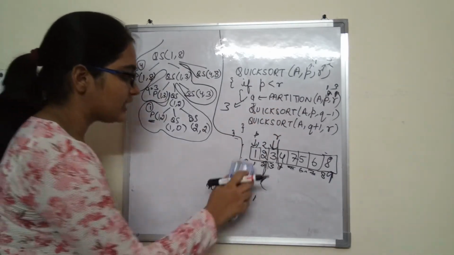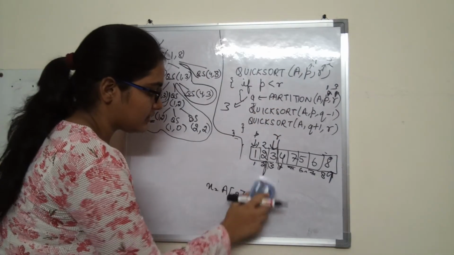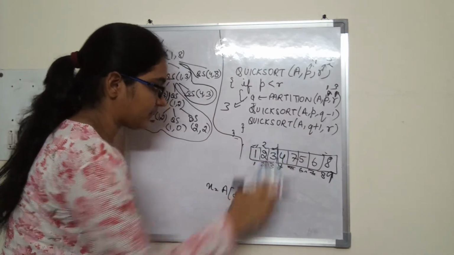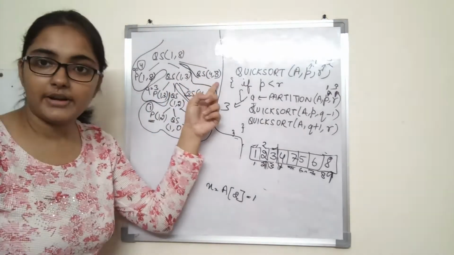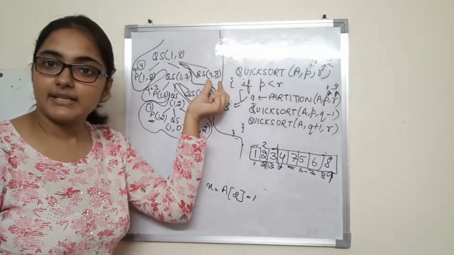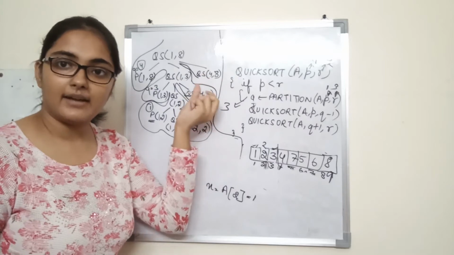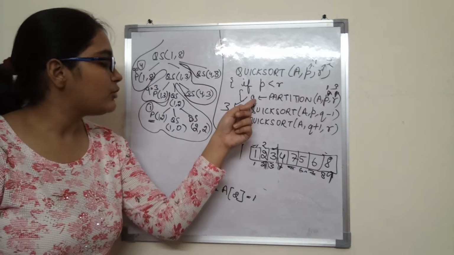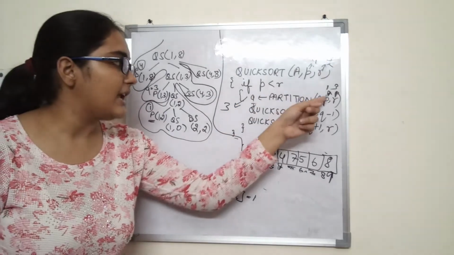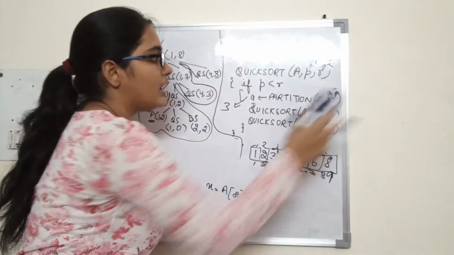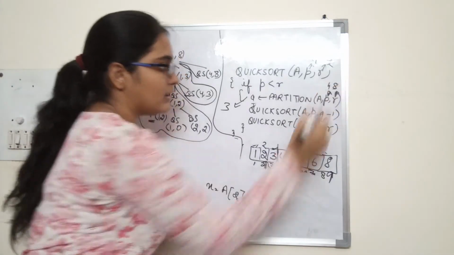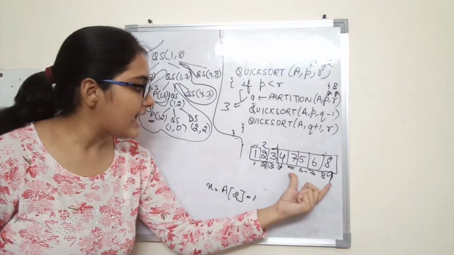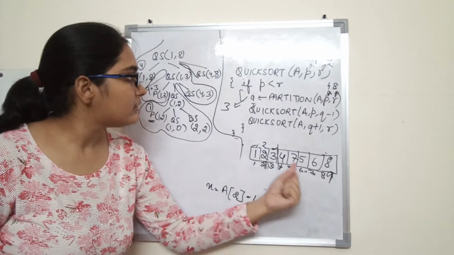Let me remove this, because otherwise it will be very confusing. P and R depend on the parameters here, alright? So take these parameters and set P and R appropriately, and then check the values, okay? So if P is less than R, if 4 is less than 8, what will happen? Q is equal to partition A, P, R. Now partition will happen on this array, 4, 8, right? On this array the partition will happen.